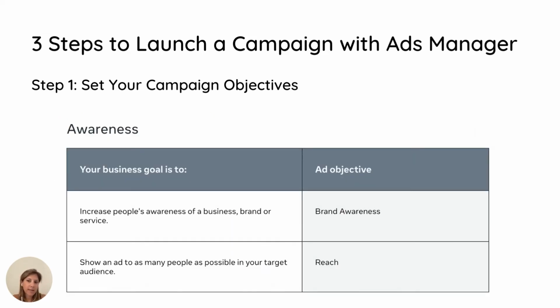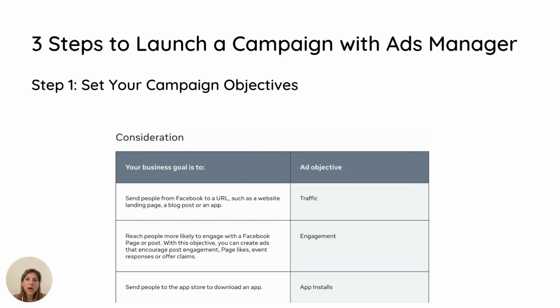So under the awareness category, you have 2 main objectives, brand awareness and reach. Brand awareness usually increases people's awareness of your business, brand, or service. This is done by using a very proprietary algorithm that Facebook has to increase brand awareness. If you choose reach, Facebook will show the ad to as many people as possible in your target audience. So it will increase the number of people your content or your ad actually reaches.